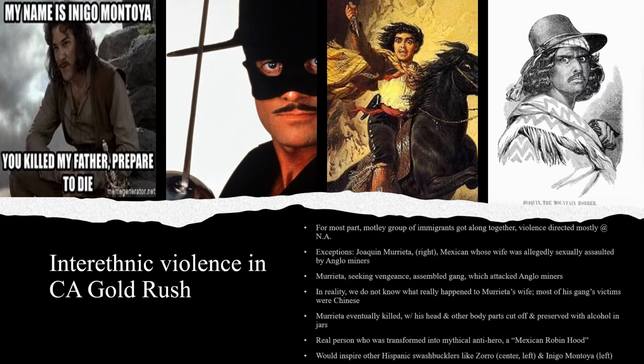Anglo-Americans remember Murrieta as a violent bandit who killed people indiscriminately, while many Chicanos and Mexican Americans view him as a noble and aggrieved anti-hero, a Mexicano Robin Hood. Murrieta would also inspire a series of fictional Hispanic swashbucklers, like Johnston McCulley's Zorro and William Goldman's Inigo Montoya.